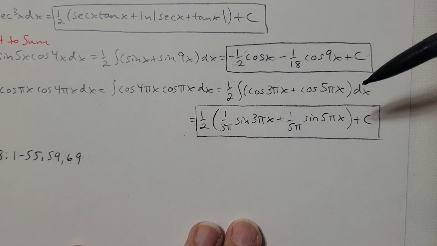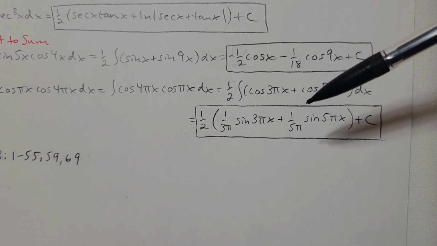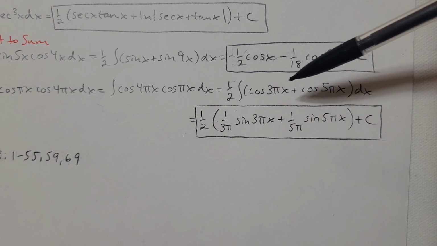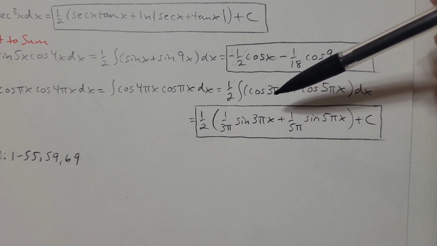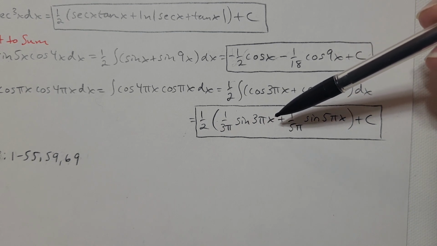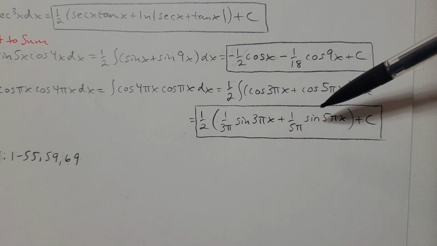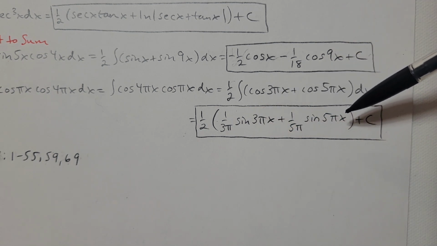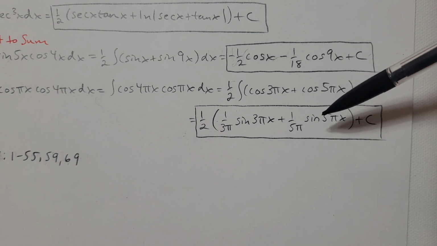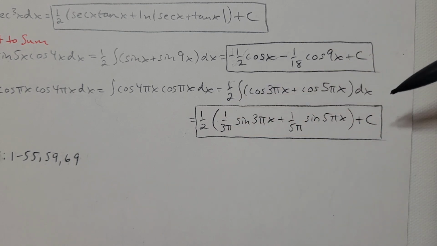So now I can go to the answer. The antiderivative of cosine of x is sine x. I don't have cosine of x, I have cosine of 3 pi times x. So I'm going to have sine of 3 pi times x and then times 1 over 3 pi, plus sine of 5 pi times x times 1 over 5 pi. And then the whole thing is being multiplied by 1/2. Don't forget about that. Plus a constant at the end.